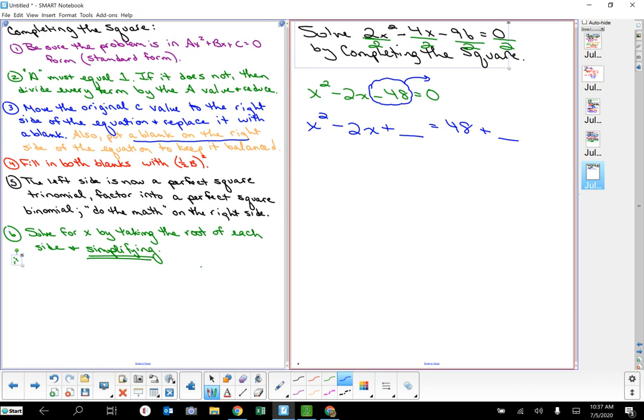Now we're going to fill in the blanks with 1/2 of b. Well, 1/2 of b is 1. Squared is still 1, and that's going to go into both blanks.